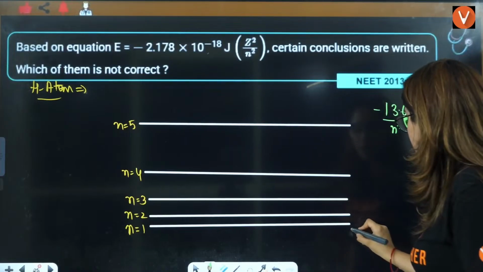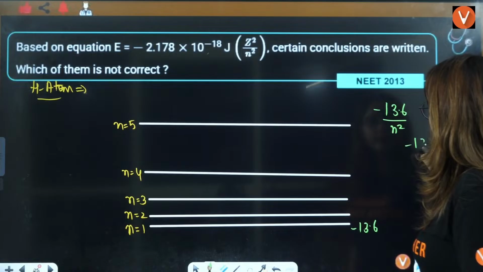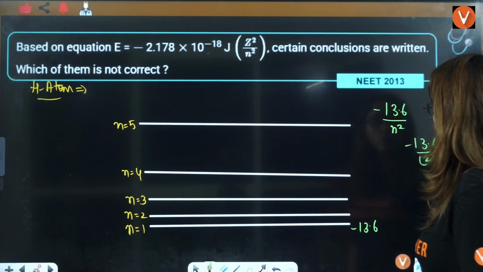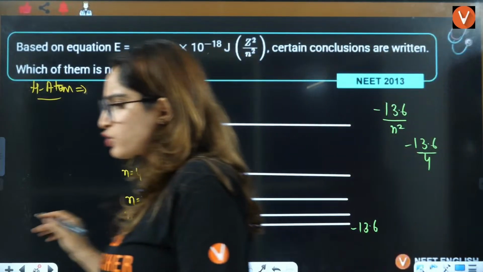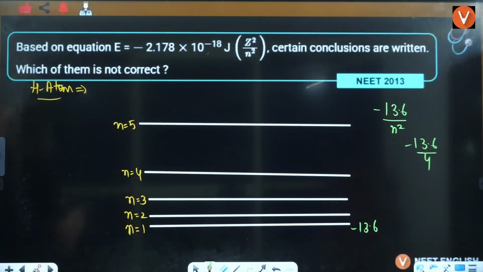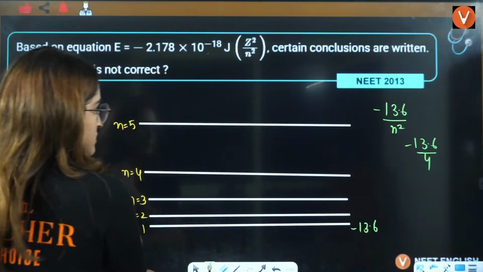For n is 1, this will be minus 13.6. Here it is minus 13.6 divided by 2 square, that is divided by 4. That is going to be, wait a minute, let me precisely calculate it. Minus 3.4. Now you will see the gap is going to decrease.